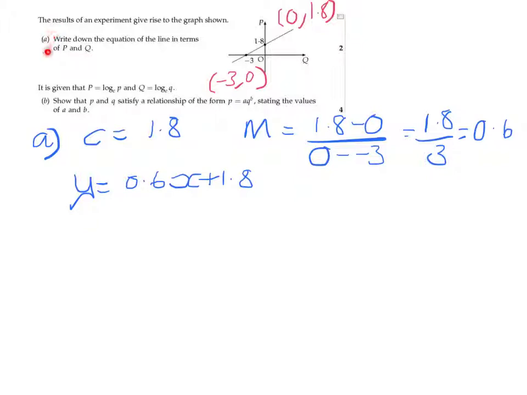But what I actually need to do is write it in terms of p and q. My x-axis is not x, it's q, and my y-axis is p. So just make sure you put them in the right place, don't muddle them up here. So p equals 0.6q plus 1.8. That's the first part of the question completed.